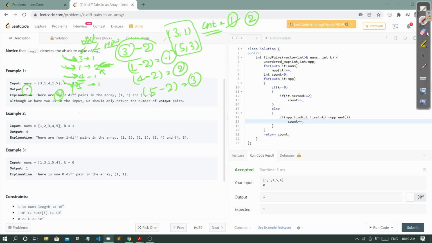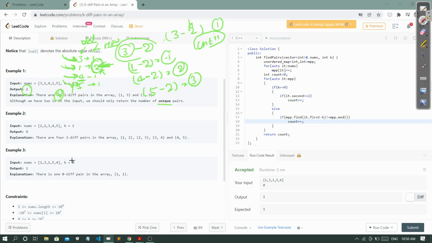Okay, so we have to take care of two things. If we get that value in the map, let's suppose 3 and minus k, if we get it in the map, then we have to only increase the count value by 1, not by how many times it occurs, because if I increase by how many times it occurs, then we will get duplicate pairs. So in the question we have to return only unique pairs.